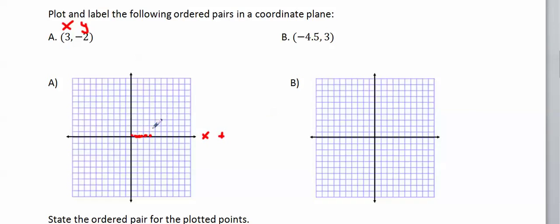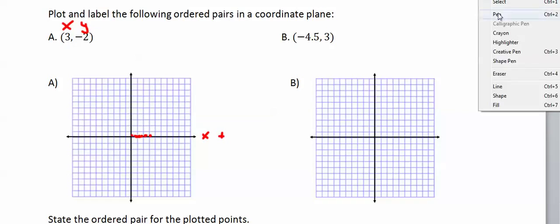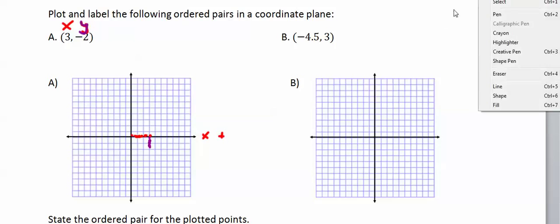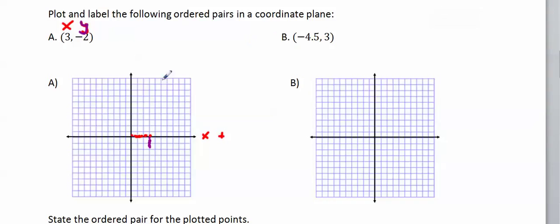But I don't want to mark that yet. I need to go both x and y. The y, use purple, is in the negative direction. Because it's negative 2, I want to go down 2. So I'm going to mark my final point to the right 3 and down 2. This is point A. Pause the video real quick and try point B for yourself, and then check with me to see if you got the right answer.